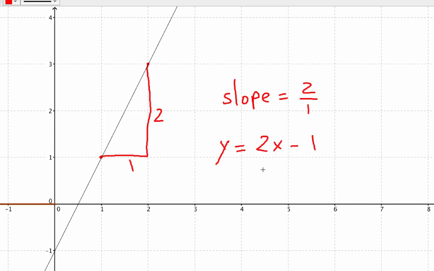Why is that? Well, first of all, notice that if x is equal to 0, then y has to be minus 1. And that's exactly the case over here. Secondly, note that whenever x increases by 1 unit, y has to increase by 2 units. And so there cannot be anything other than y equals 2x minus 1. You can apply this technique for any straight line.